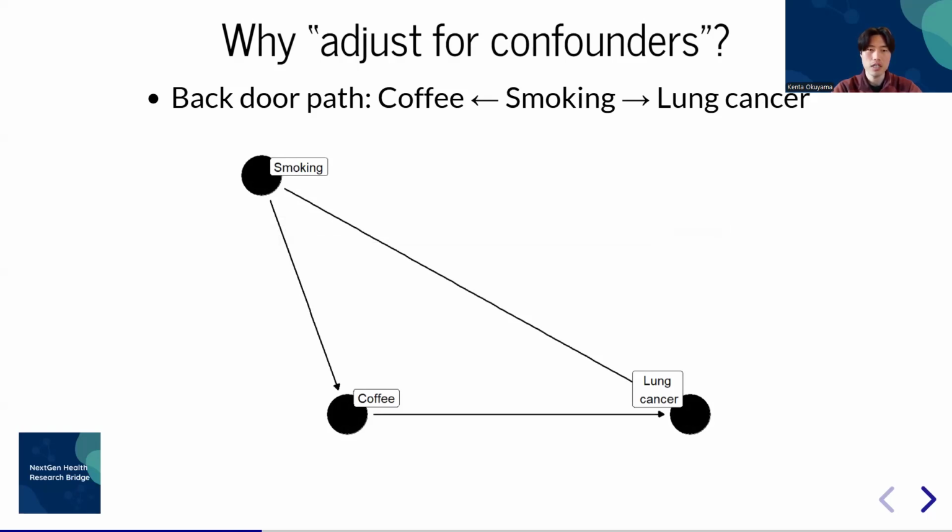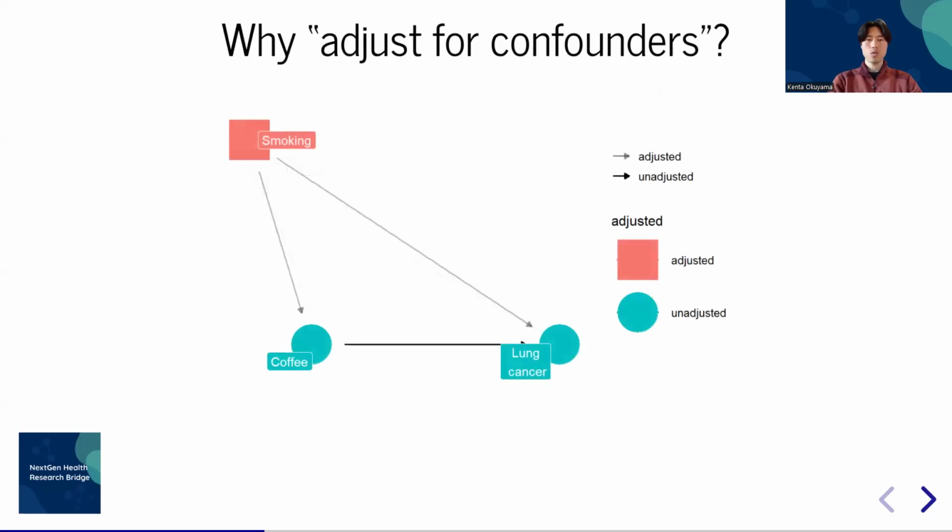And it is connected via backdoor paths, which is the terminology used in DAGs. And we want to adjust for smoking to block this backdoor path. And once it is done, we are most likely to see the absence of association between these two variables.